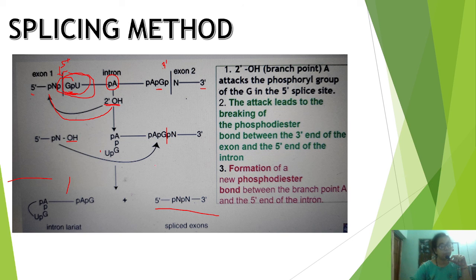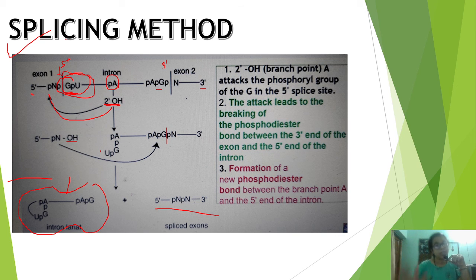There will be new bonding taking place here, and this OH will again form a nucleophilic attack on this 3' site. As a result, this will break the bond and the intron will be removed in the form of a lariat, as you can see here, and the exons are joined. So this is the splicing method, how splicing is done.